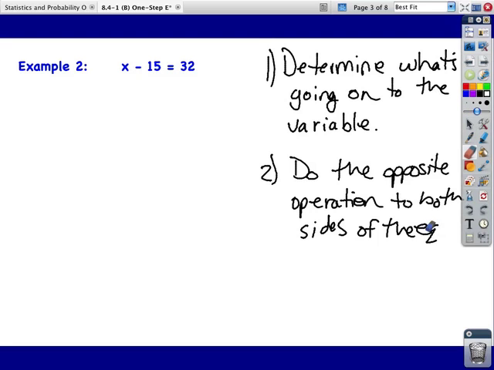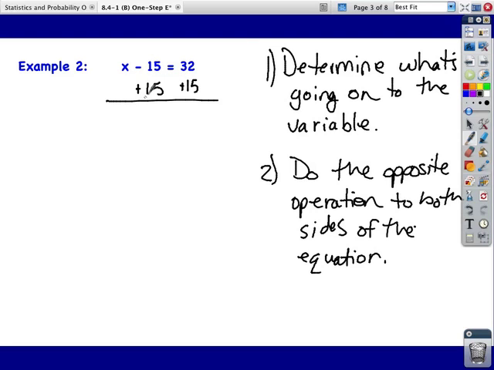Oops, and I can't seem to write correctly. Okay, add to both sides of the equation. I'm going to bang out these examples real fast so we don't take too much time. In this case, we were subtracting 15, so I'm going to add 15 to both sides of the equation. Okay, and I'm going to write it out like this. This is the kind of writing I want to see in your work, or I won't be giving you credit.